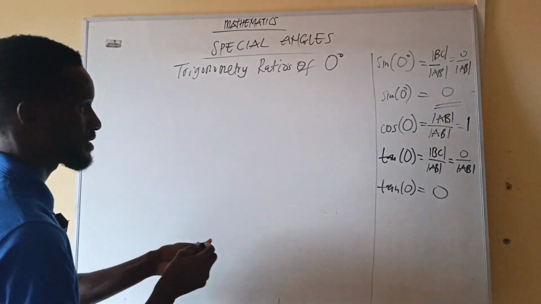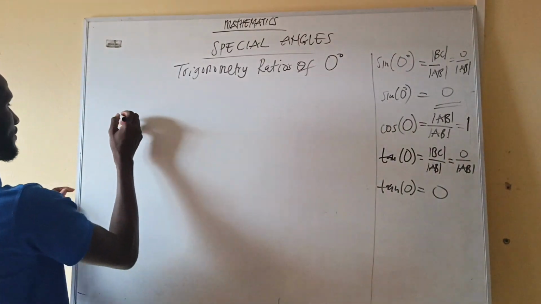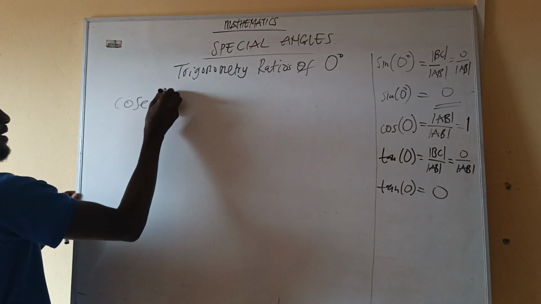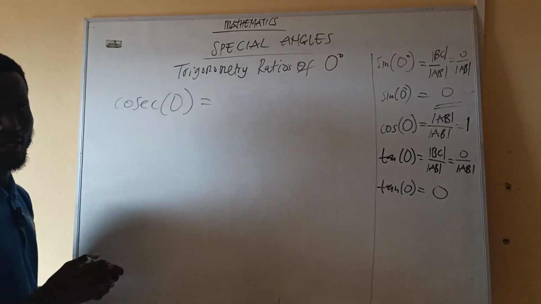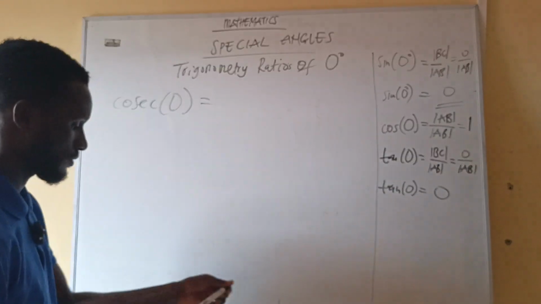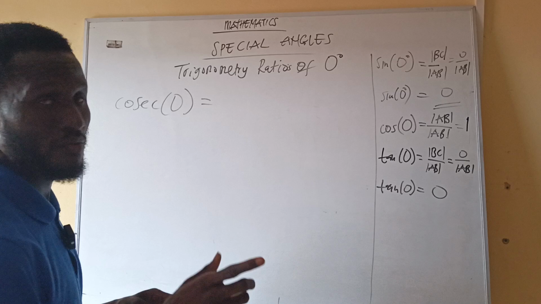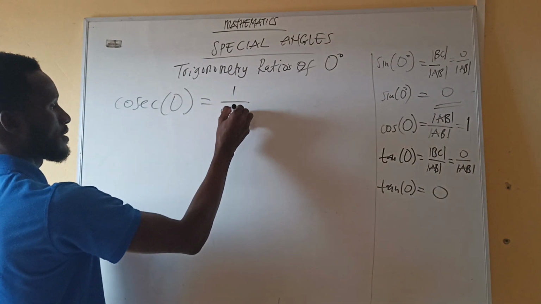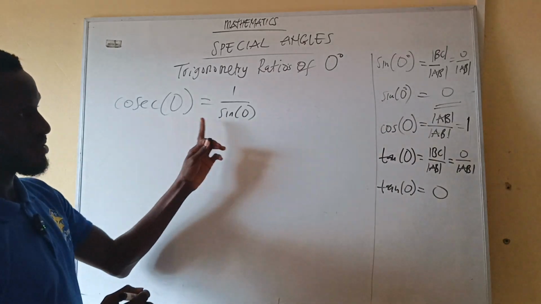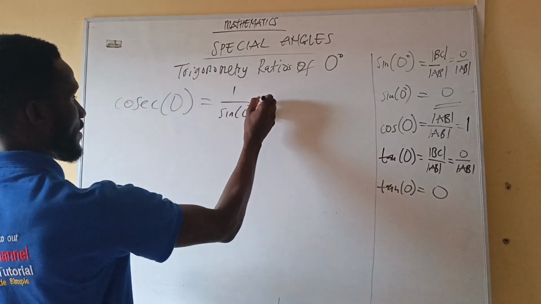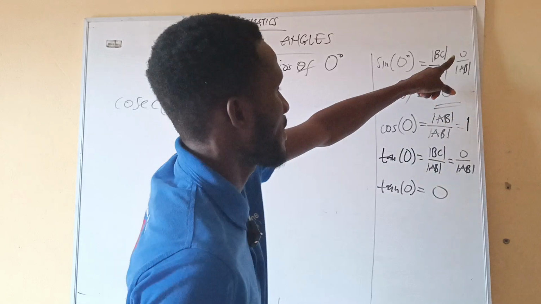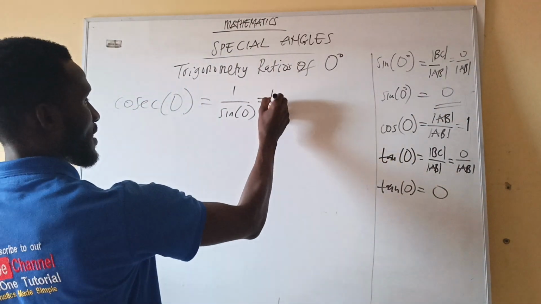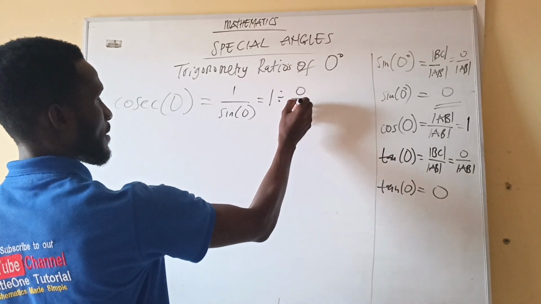Now, because of that, we can look at cosec 0. Now what will be cosec 0? Don't forget that cosec is 1 over what? 1 over sine 0. Cosec 0 is 1 over sine 0. Now don't forget that sine 0 is 0 over AB. So we have 1 divided by 0 over what? AB.